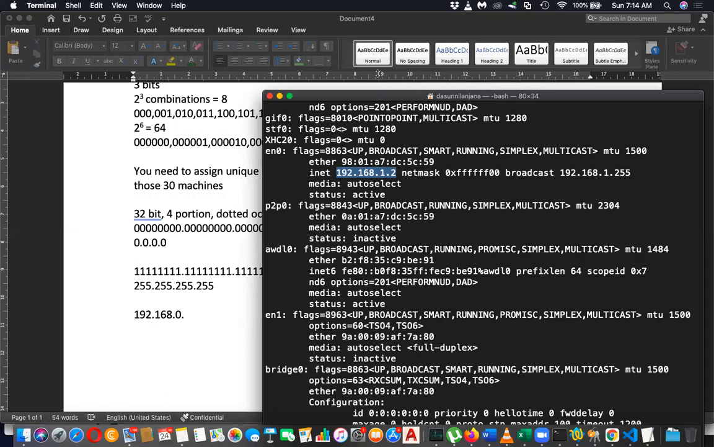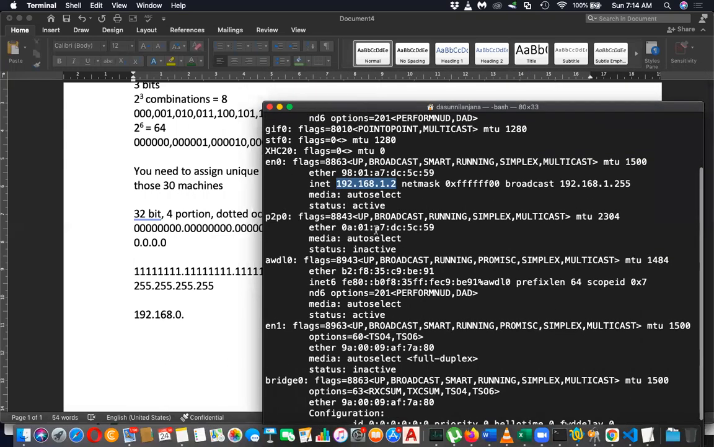192.168.1.2. Okay, so those who are joining with computers, can you tell me your IP? How will the computers join the line?